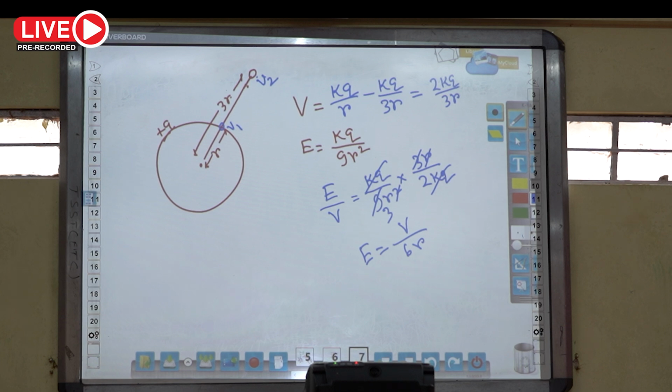Initially I thought that V is mentioned at the distance 3r. If the potential difference between its surface and the point at a distance 3r from the center is V. Okay. Then 81.